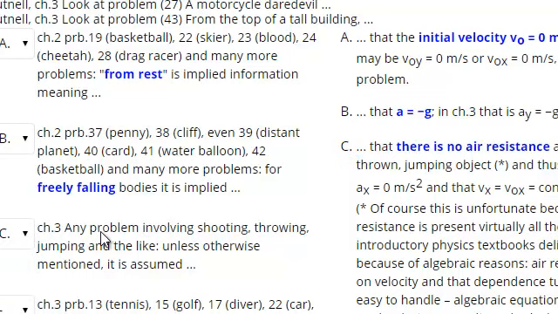So any problem involving shooting, throwing, jumping, and the like, unless otherwise mentioned, is assumed that there is no air resistance acting on the shot.